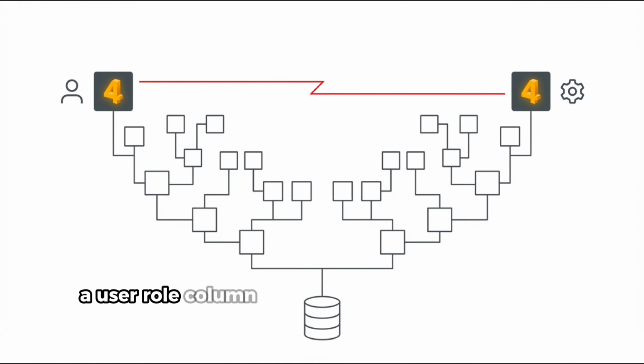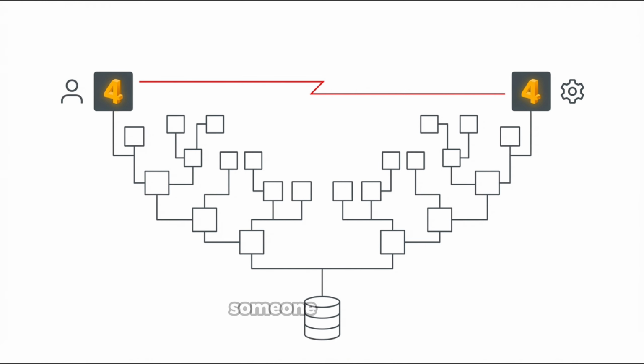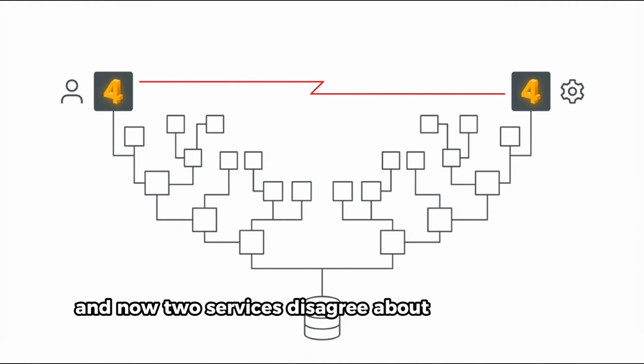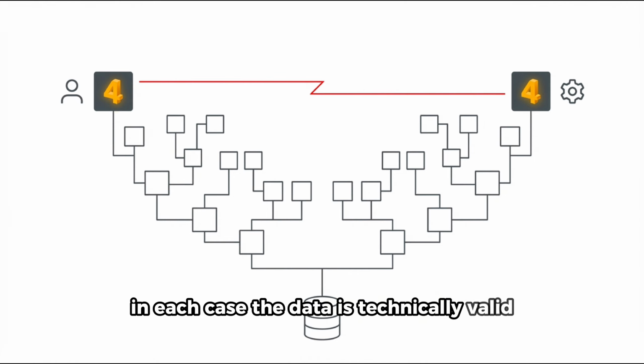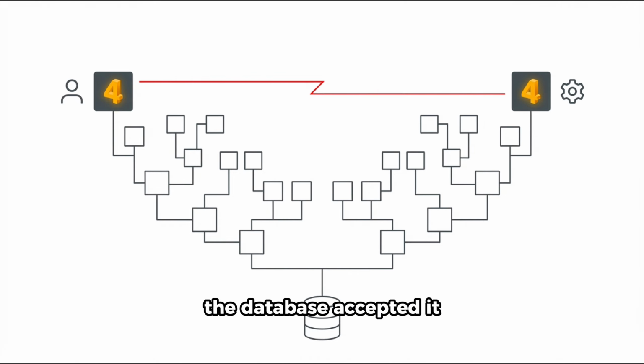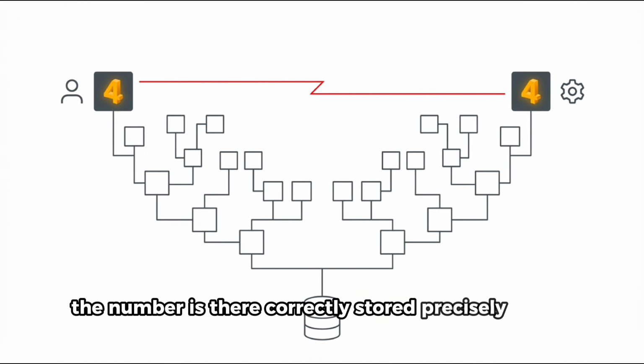A user role column where 1 means admin, 2 means user, 3 means guest, until the product team adds a new role. Someone picks 4, someone else picks 5 for a different new role in a different service, and now 2 services disagree about what 4 means. In each case, the data is technically valid. The database accepted it. No constraints were violated. No errors were thrown. The number is there, correctly stored, precisely wrong.